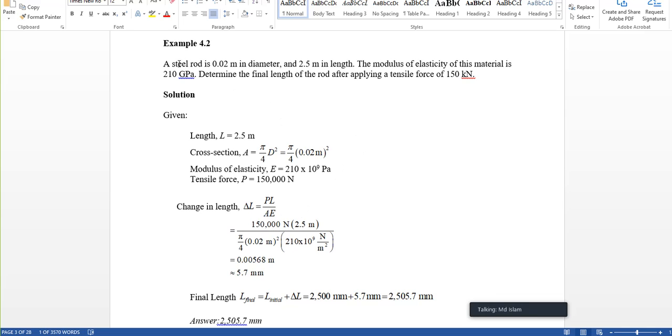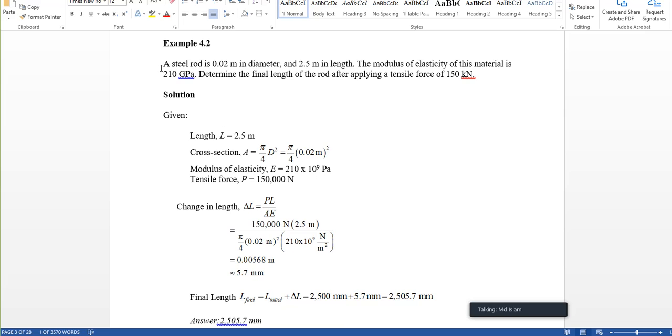Here A was not given directly. If you read it, diameter is 0.02 meter, diameter, not the area. Length is 2.5 meter. Elasticity is given as 210. You can memorize this number. It is the modulus of elasticity of steel, always 210 gigapascal or 29,000 KSI, kilopound per square inch. Whatever the unit is, SI or US customary unit. Force is given as 150. Length is given. Cross sectional area you have to calculate, pi d square by 4. Make sure it is diameter. If it is radius, then it is pi r square only.